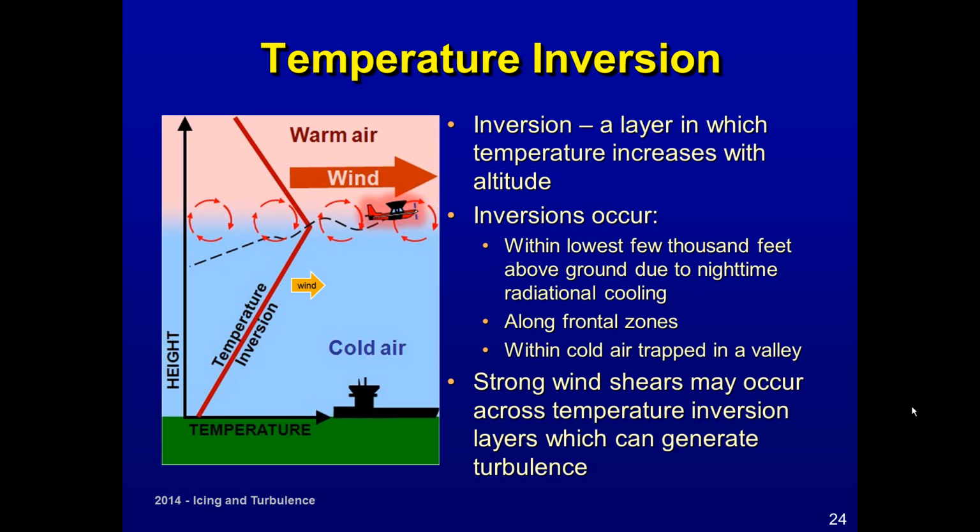What is a temperature inversion? Well, an inversion is a layer in which temperature increases with altitude. Inversions occur within the first few thousand feet above the ground due to nighttime radiational cooling. They can also occur along frontal zones or above cold air trapped in a valley. Strong wind shears may occur across temperature inversion layers, which in turn will generate turbulence, especially for general aviation.